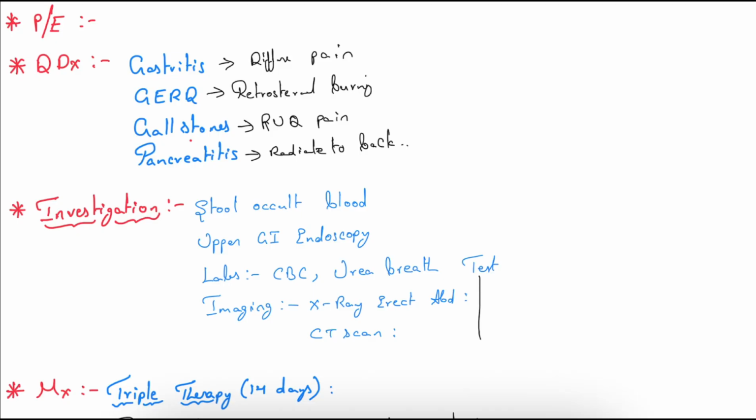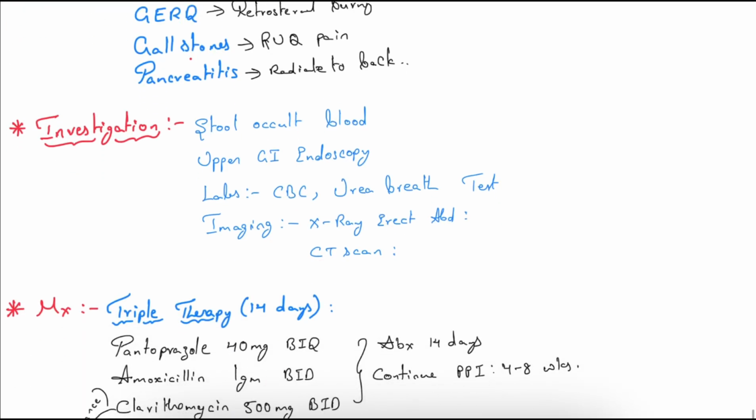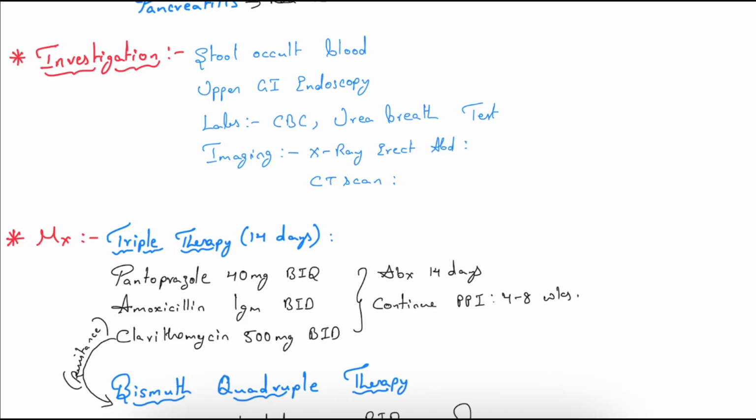Next, a very important thing, that is investigation. In investigation, first, in bedside cases we can do stool occult blood. The gold standard investigation for peptic ulcer disease, a very important thing, is upper GI endoscopy. Next, in labs, in blood workup, we can do CBC for checking anemia, and next we can do a urea breath test for finding H. pylori.